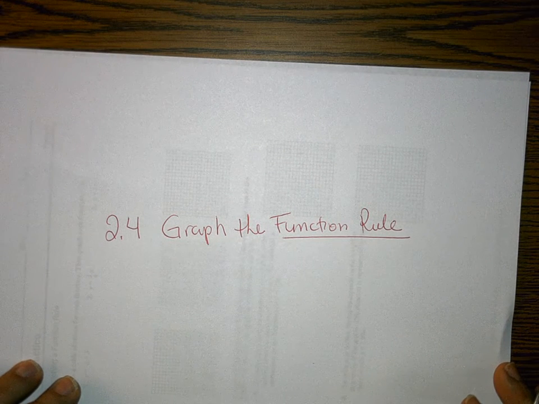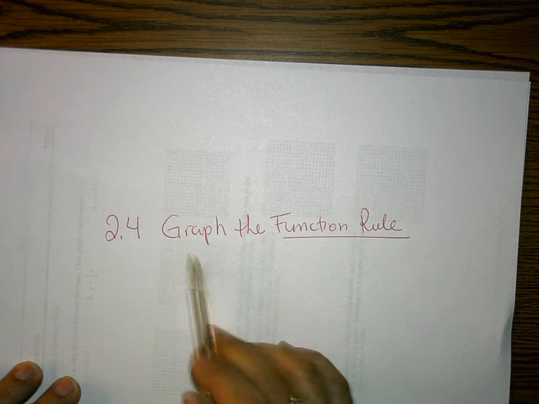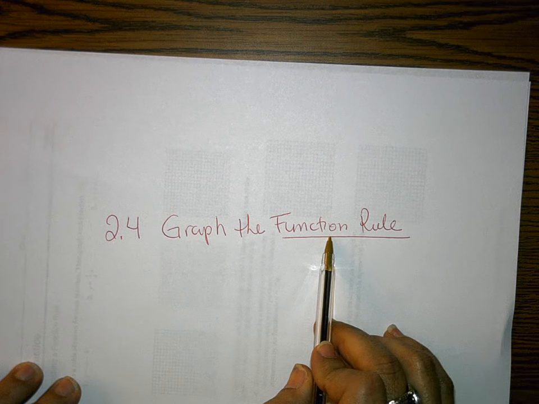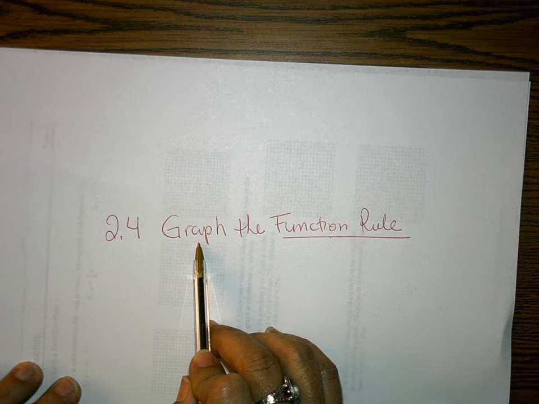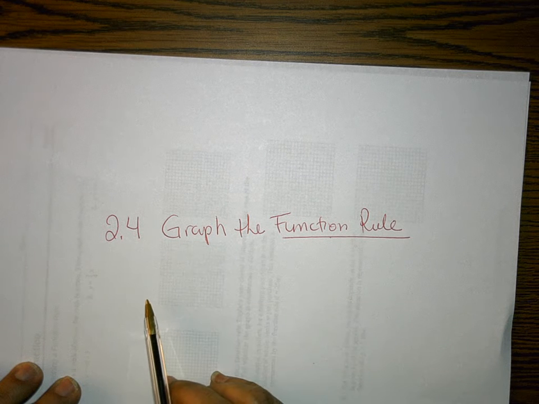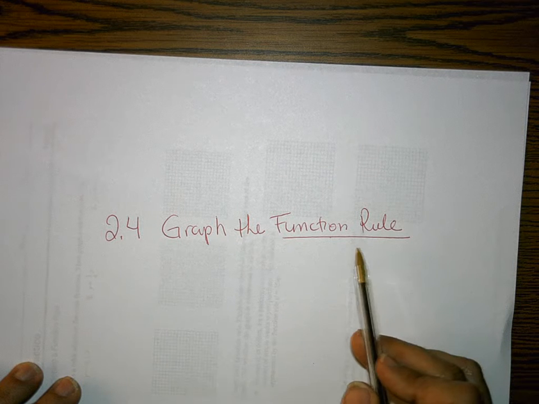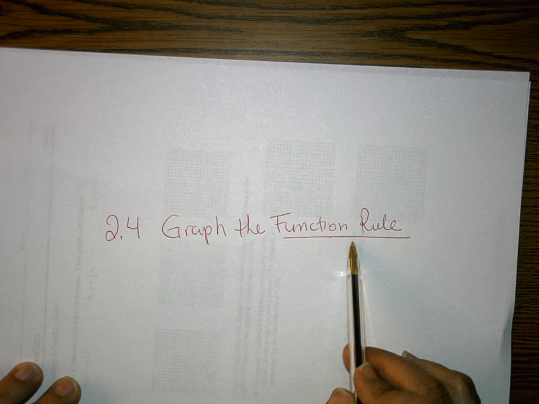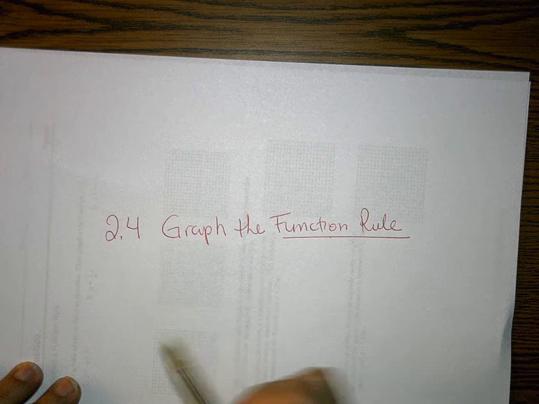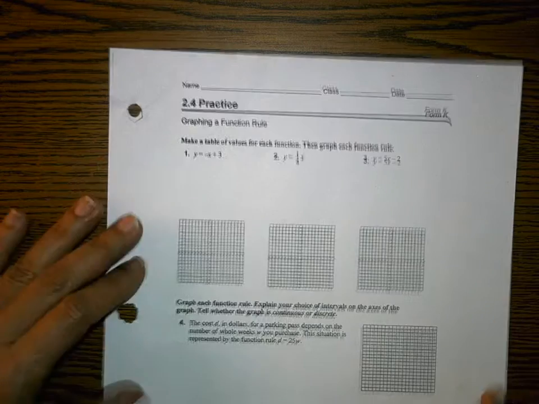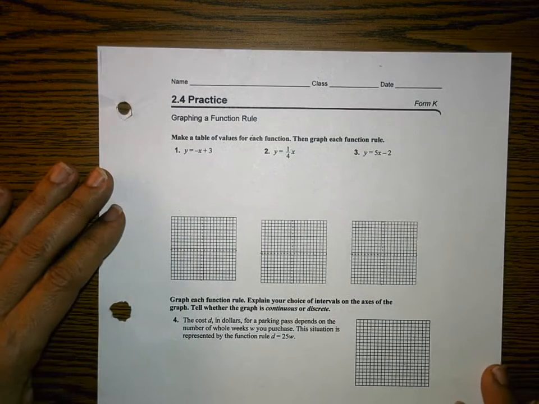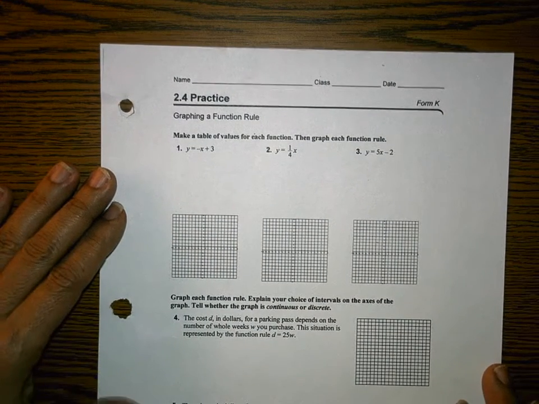Alright guys, here's the video for 2.4. Now they're going to give us the function rule and we're going to graph it. Before, in the previous two videos, if you watched them, they gave us tables and we had to come up with a pattern and create a function rule. Now it's the opposite. They give us the function rule and we are going to create the table and then graph it. Okay? So I gave you notes in class, what you're supposed to do, and I'm going to follow exactly the same notes here on my example on how to solve this.